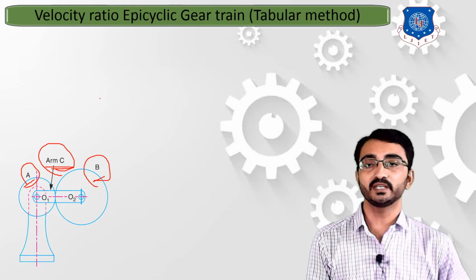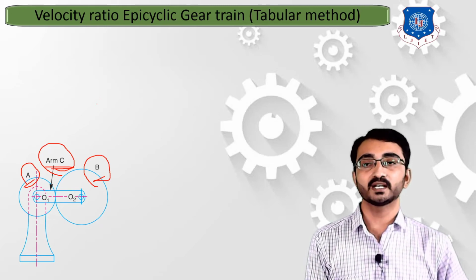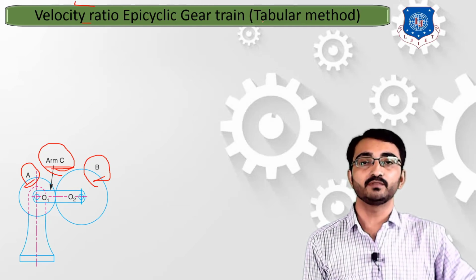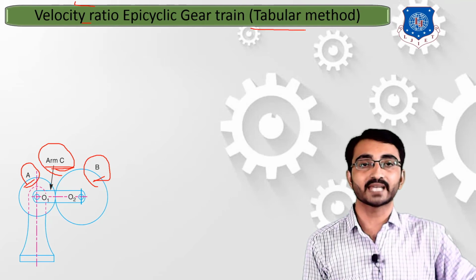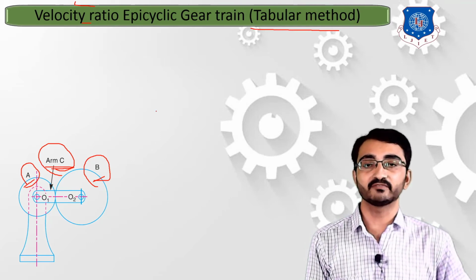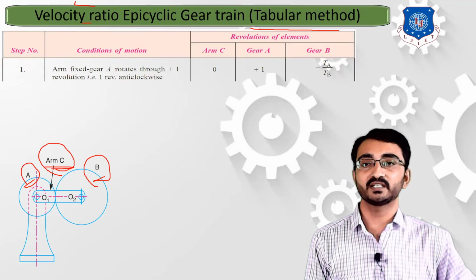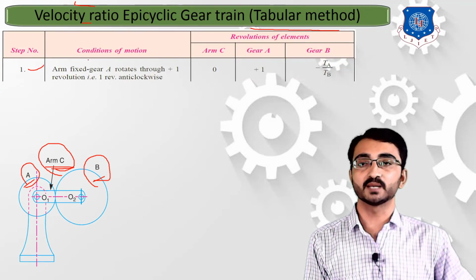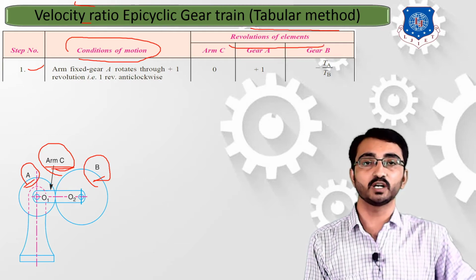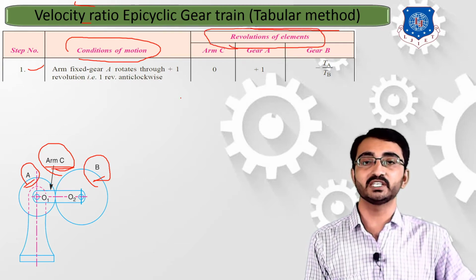Okay, so over here we have two methods to obtain velocity ratio in epicyclic gear train. We will learn the first one, that is tabular method. It is a simple method in which we have to draw one table which is containing mainly two columns, that is condition of motion, and second one, that is revolution, or we can say RPM of each element.